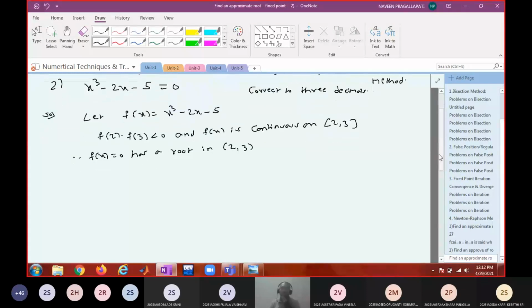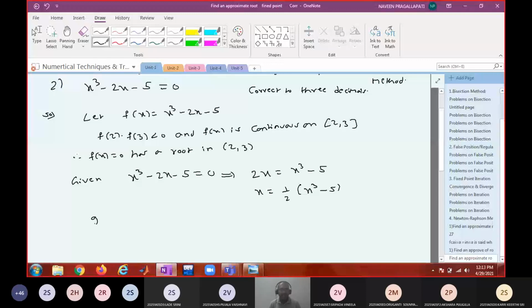So how do you want me to rewrite this equation? So what is the given equation? Given equation is x cube minus 2x minus 5 equal to 0. First of all, shall we write it as 2x equal to x cube minus 5, so x equal to 1 by 2 times x cube minus 5? Don't write, just do that in the rough.